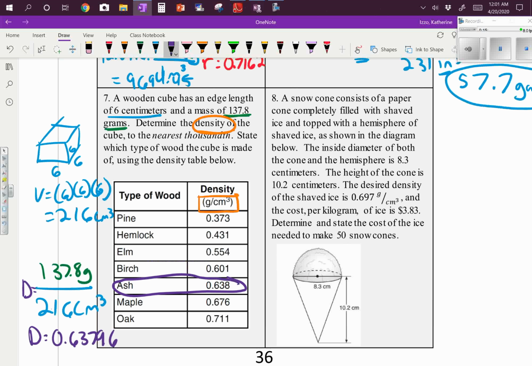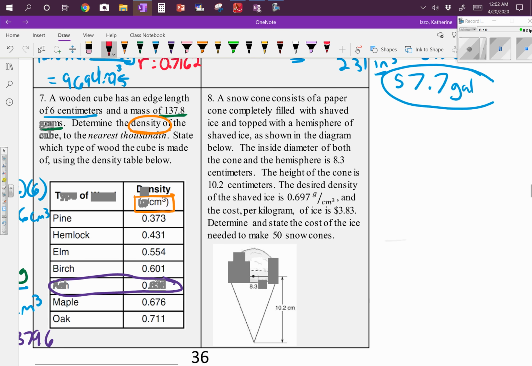Okay. A snow cone consists of a paper cone completely filled with shaved ice, topped with a hemisphere of shaved ice, as shown in the diagram below. Inside, the diameter of both the cone and the hemisphere is 8.3 centimeters. The height of the cone is 10.2 centimeters. Desired density is this many grams per centimeter cubed. Cost per kilogram of ice is this many dollars. State the cost of the ice needed to make 50 snow cones. Yeah, that sounds terrible. Okay.